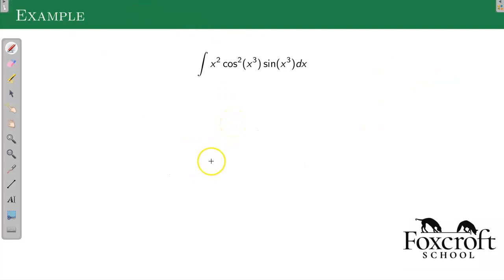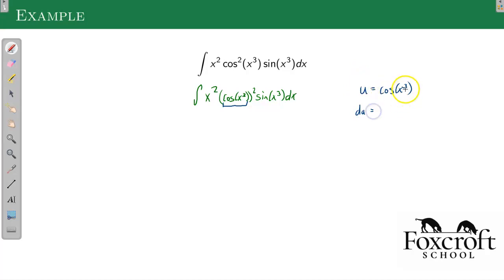Here's another example. So here's a lot of things that are going on. There's an x squared, there's a cosine squared of x cubed, there's a sine of x cubed. Right away, I think I know what u is going to be. I didn't practice this problem before the video, but I think u is going to be cosine of x cubed. And why is that? Because cosine squared of x cubed is actually just cosine of x cubed squared. So even though it's kind of hidden in the notation, cosine of x cubed is actually inside of something else. So let's just see what happens if I make u cosine of x cubed.